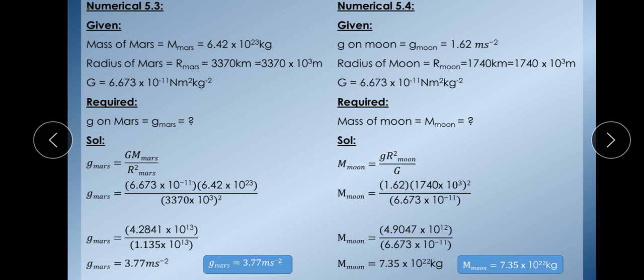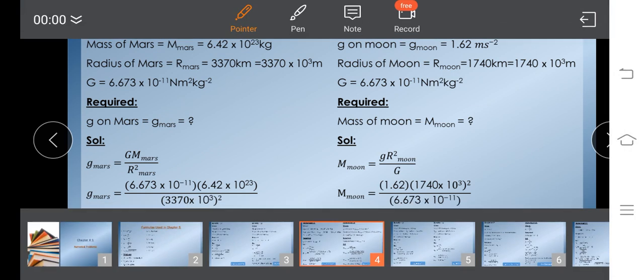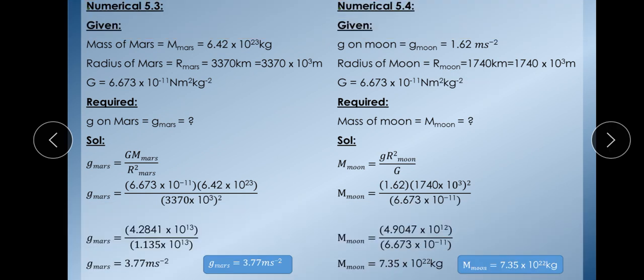So as for the fourth numerical, the statement is: the acceleration due to gravity on the surface of Moon is 1.62 meter per second square. The radius of Moon is 1740 kilometer. Find the mass of Moon. We have the given values and our required is the mass of Moon. We will use the formula: mass of Moon is equal to g r square by capital G.